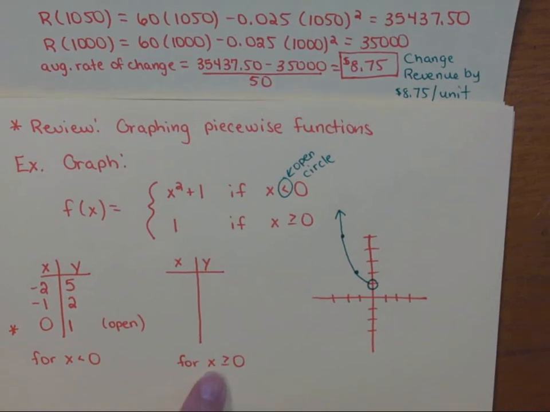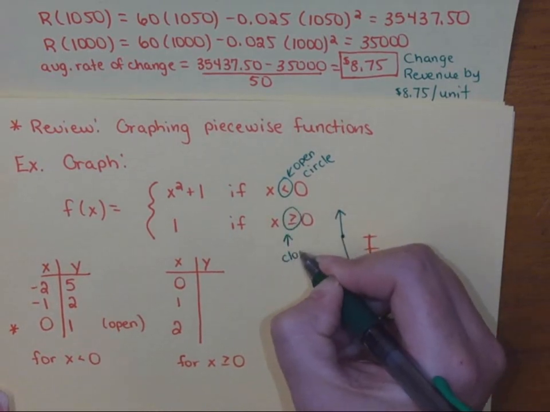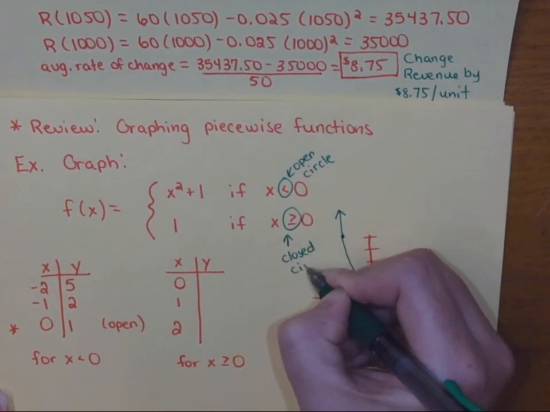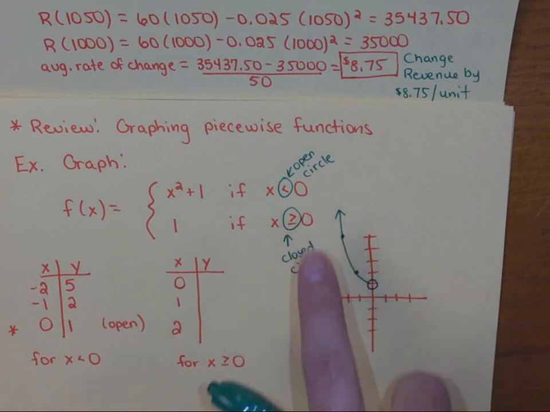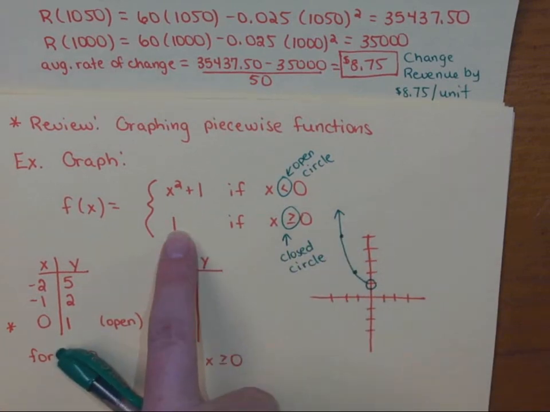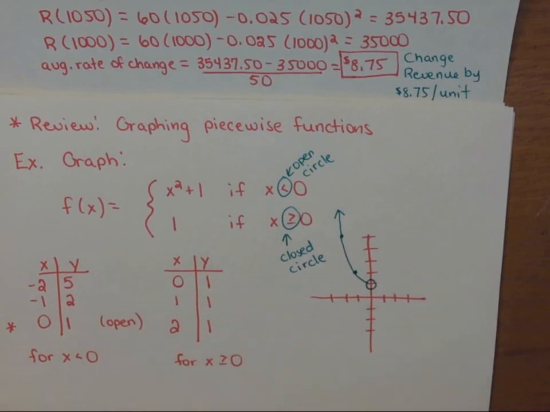So for the second chart, we're going to pick out things that are greater than or equal to 0. So we'll do 0, 1, and 2. Notice this time it's greater than or equal to, so this is actually going to be a closed circle at 0. So notice I included 0 in both charts because 0 was the turning point. But this is a very uninteresting function. We actually always get a result of 1.